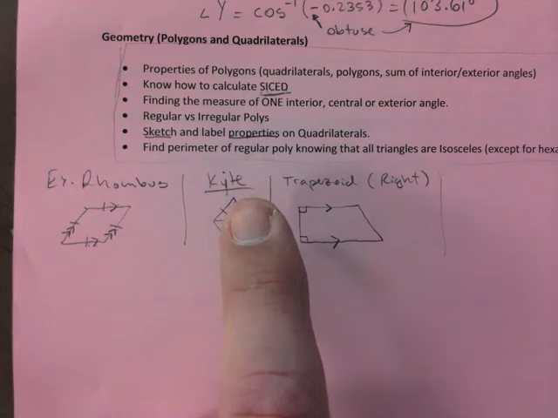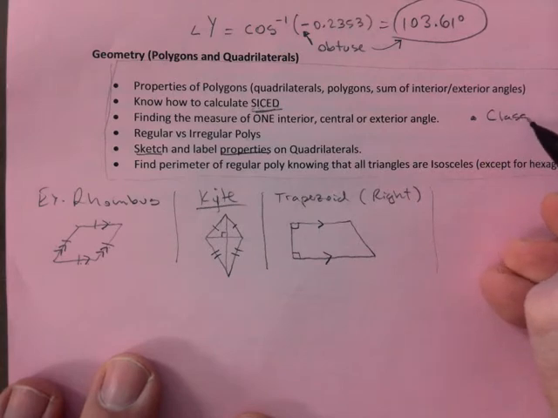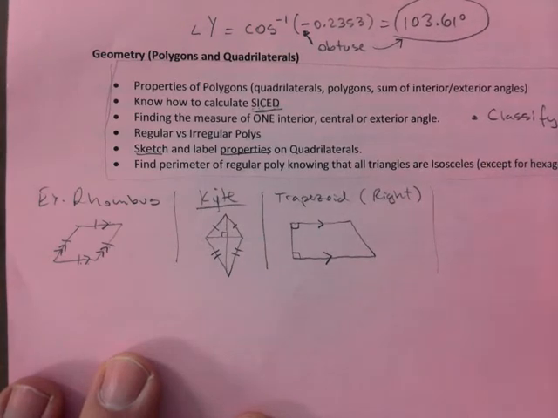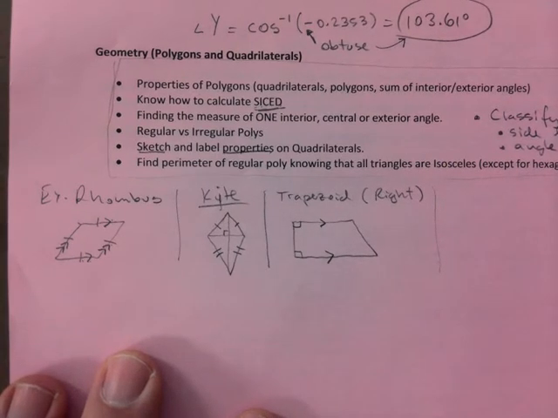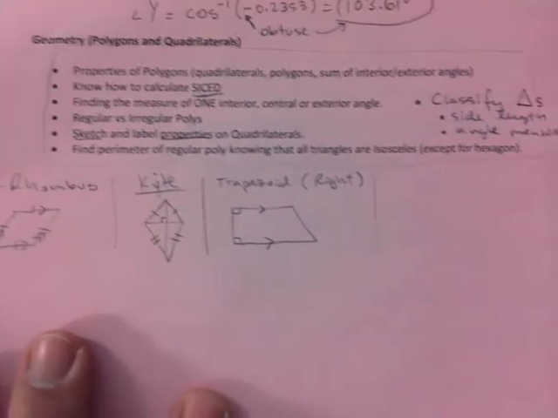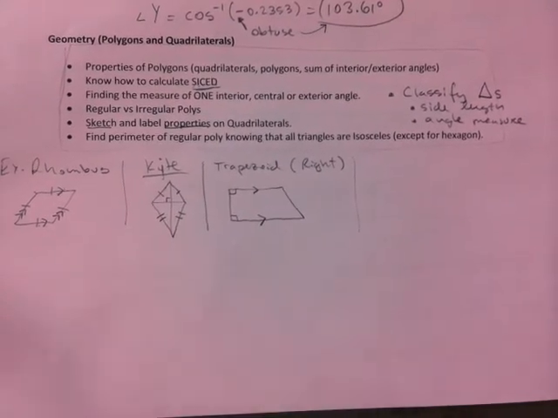It doesn't say classify triangles, so I'm going to do that here. Can you add that bullet here? Classify triangles by side length and angle measure. For angle, you had three options, right? Acute, obtuse, right. For side length, you had scalene, isosceles, and equilateral. Okay. I'm zooming in, so that's why I'm always off the chart there.